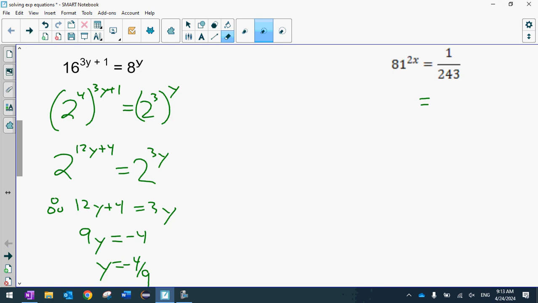Basically, you're saying, are they on the same row? Yes. Good. So 81 is 3 to the power of 4. So now that becomes 3 to the power of 4 to the power of 2x. If you want, you could write 1 over 3 to the power of 5. Yes, it's 3 to the negative 5. That's right. So 3 to the power of 5 is 243, so 3 to the power of negative 5 is 1 over 243.